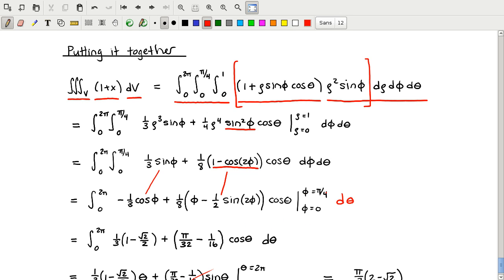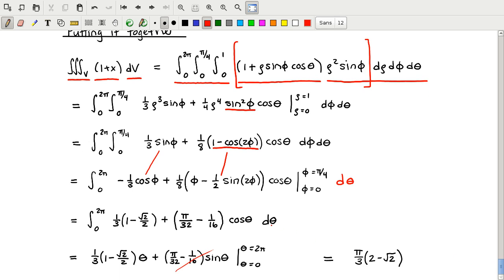Plug in pi over 4. Cosine of pi over 4 is root 2 over 2. Pulling this negative sign inside. Cosine of 0 is going to be minus the cosine of 0. Minus negative cosine of 0 is just 1. So I have here negative root 2 over 2 plus 1, all times a third. Here, phi gives me pi over 4. That gives me pi over 32. Sine of 2 pi over 4, that's the sine of pi over 2, which is 1. So that becomes minus 1/16 cosine theta.